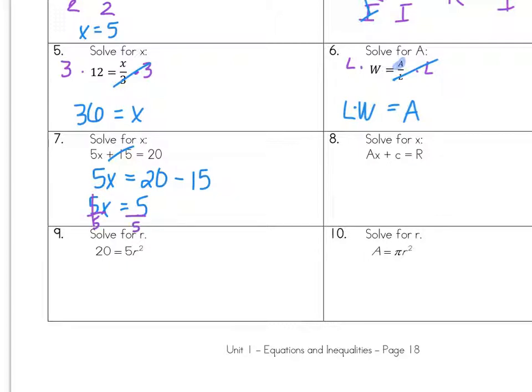And 5 divided by 5 is 1. So my final answer is x is equal to 1. Now let's see how this looks in question number 8. Okay, we're going to use question 7 as reference.